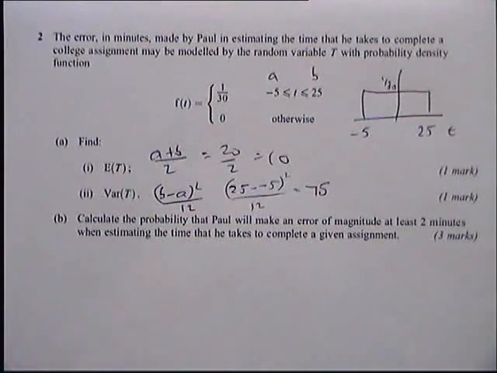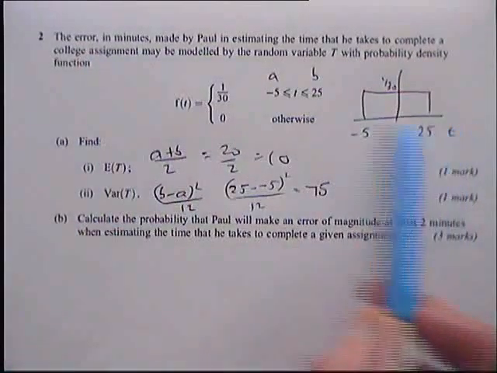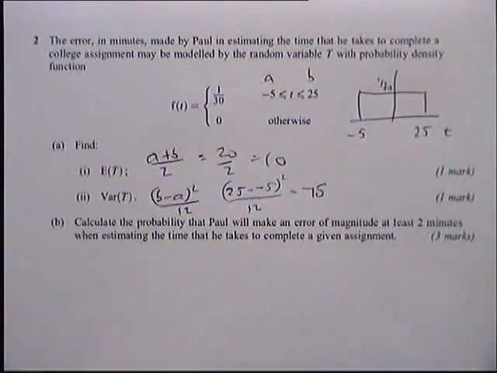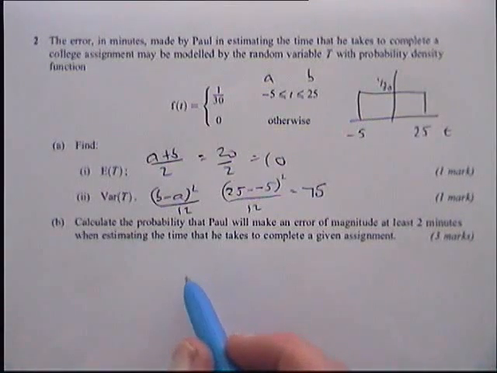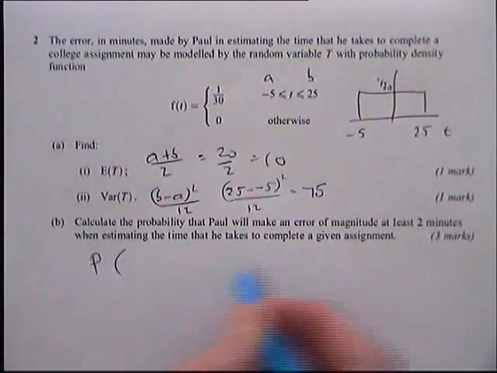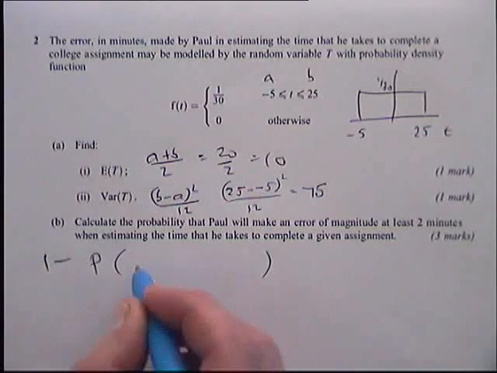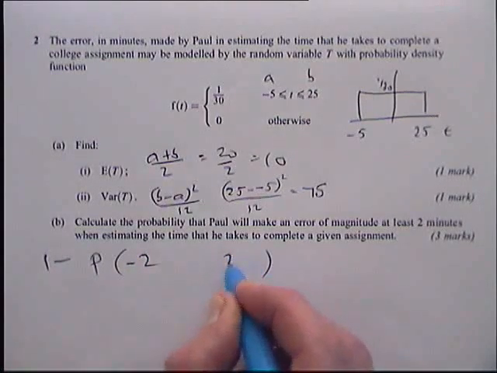Part B, you've got to make sure you can understand what's going on. Calculate the probability that Paul will make an error, and the whole question here is about errors in minutes. The error of at least 2 minutes when estimating the time he takes to complete a given assignment. What are they wanting you to do? Can I write down a probability in brackets here that will describe this? An error of magnitude at least 2. Yeah? Basically, it's 1 minus the probability that it's between minus 2 and 2.